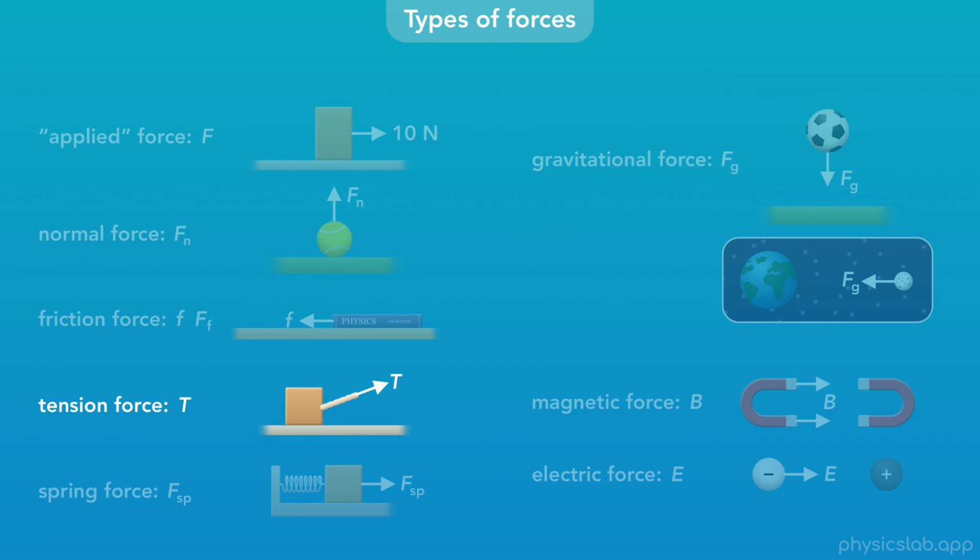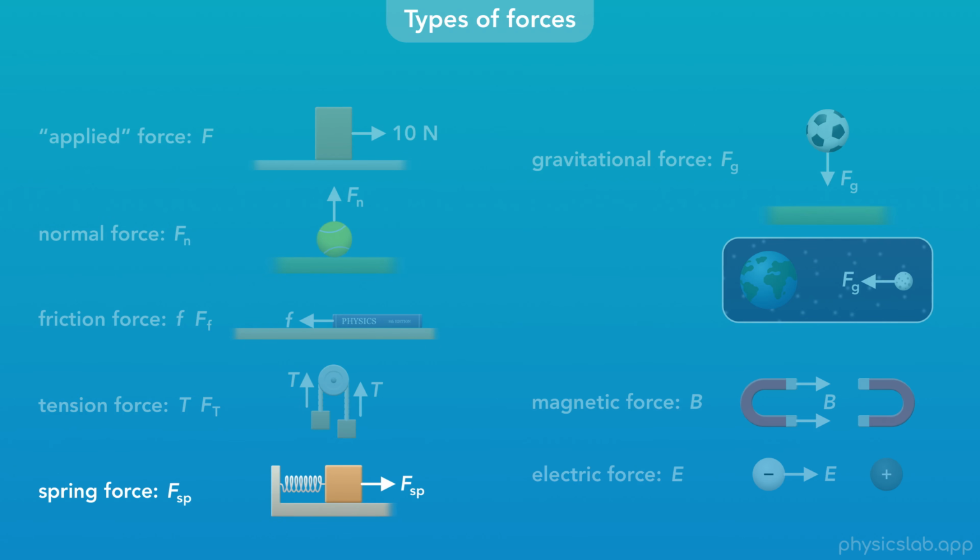Another force that we'll learn about is a tension force, usually labeled as T, but you could also use Ft. Tension is a pulling force that we'll see with things like ropes, strings, and cables. If this box is being pulled by a rope, we're going to call that pulling force a tension force. We can also change the direction of a tension force without changing its magnitude by using a pulley, and we'll learn more about pulley systems later on.